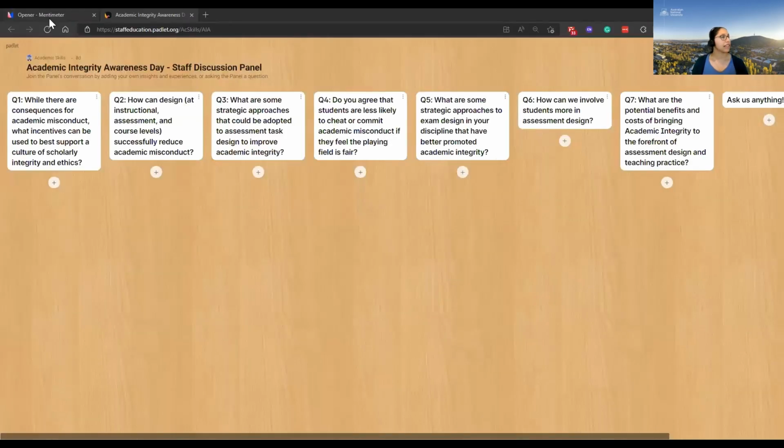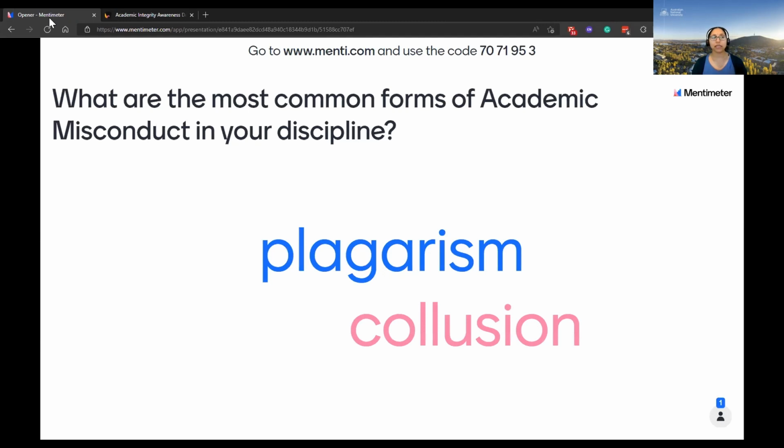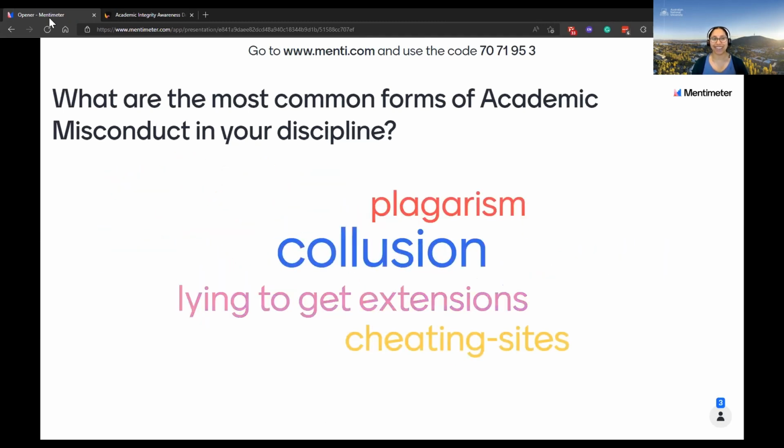And when you're ready, please share with everybody what are some of the most common forms of academic misconduct in your disciplines. Panel, I invite you to contribute as well, since you also have a wealth of experience in this area.